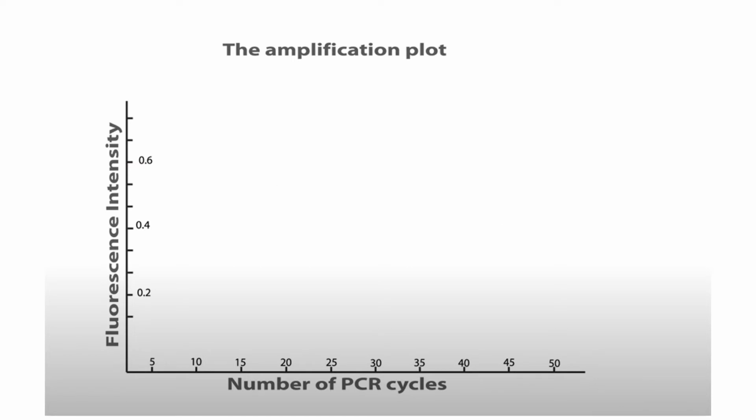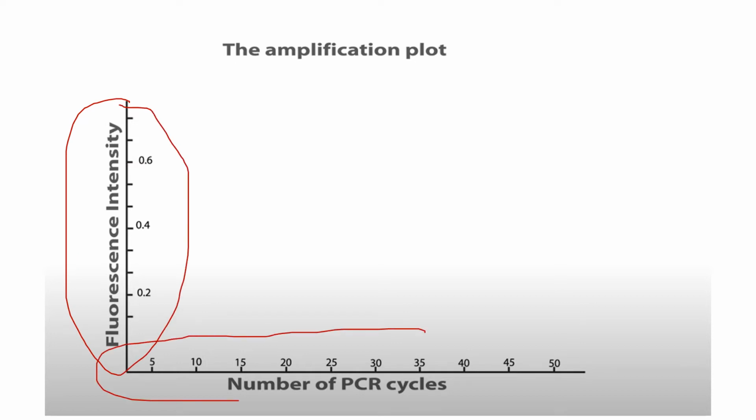For every PCR test, there is always an amplification plot. In the y-axis is the fluorescence intensity. On the x-axis is the number of PCR cycles. So there's 5, 10, 15, 20, 25 until 50 for this plot.